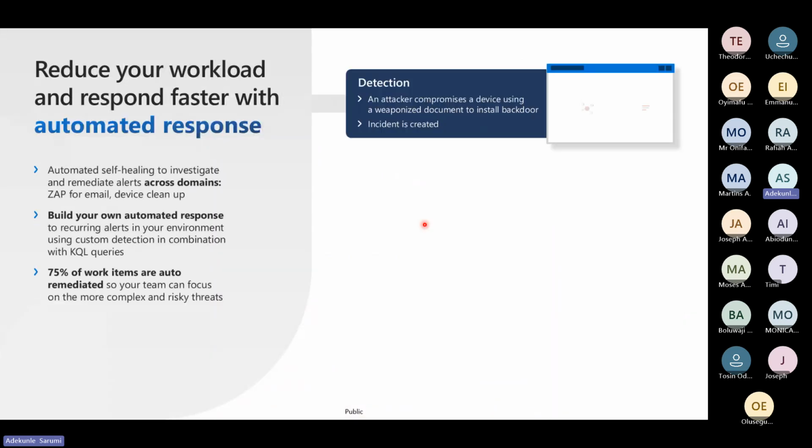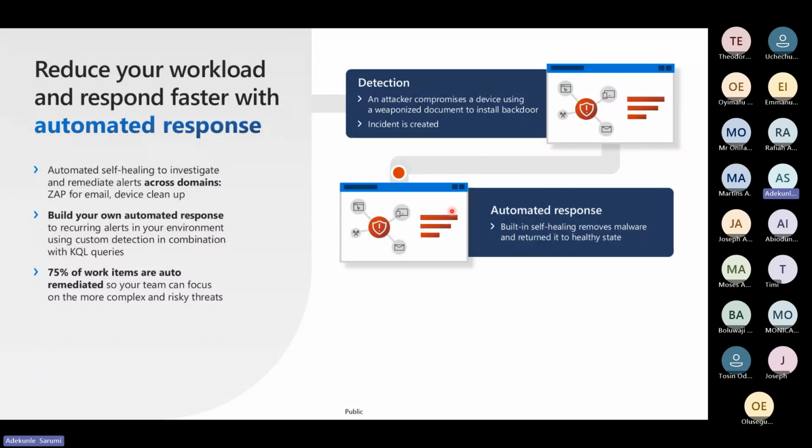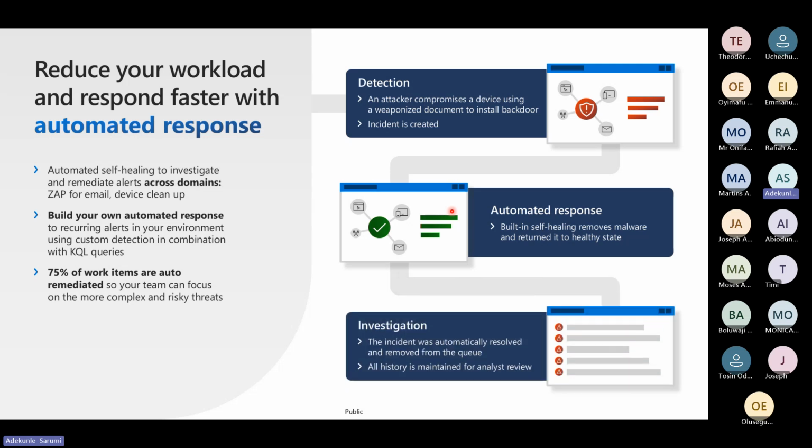So next, it helps you to reduce your workload and respond faster with automated response. So early detection: say an attacker compromises a device using a weaponized document to install a backdoor, it will create an incident. So once it notices that someone has been able to implant a backdoor, Microsoft Defender XDR will create an incident, show you this attack story, and tell you everything that goes on. Microsoft Defender would also automate the self-healing, more like a remediation. There's an automated response. It brings in this self-healing, which removes any malware and returns it to the healthy state. And then you have your investigation ready for you when you get to the incident page.